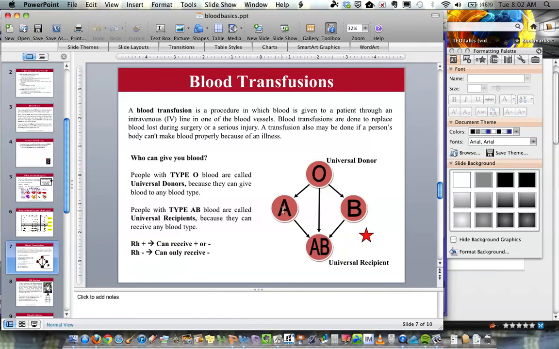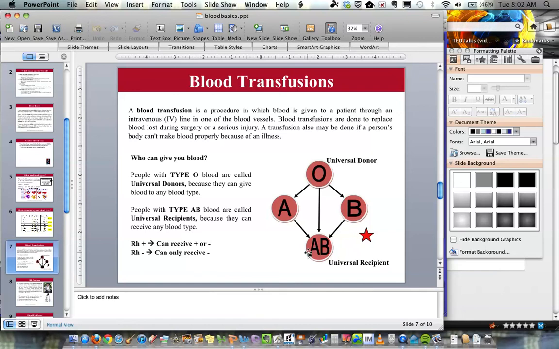A person with A blood could donate to him or herself, likewise to a person with AB blood. B to him or herself, as well as to AB blood. And AB could only donate to another person with AB blood. So therefore, we call them the universal recipient, meaning that they, AB blood type people, can receive blood from anyone, but can only donate to themselves. All right?